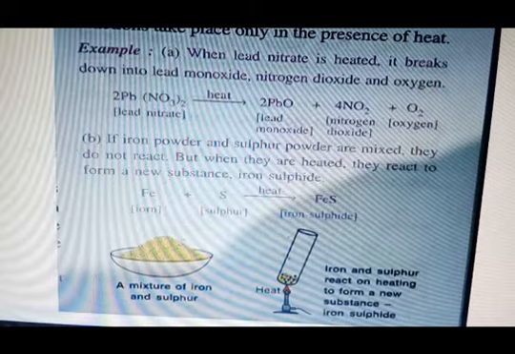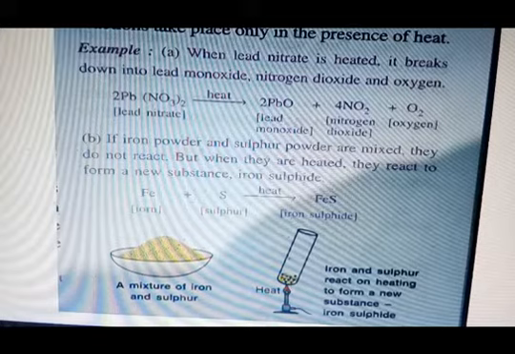Then 4th one is light energy. Some of the chemical reactions are there which do not take place by bringing them in close contact, also not by converting them into solution form, also not by heating them. So some of the reactions are sensitive towards light only. Some of the reactions are there which take place in presence of light only.